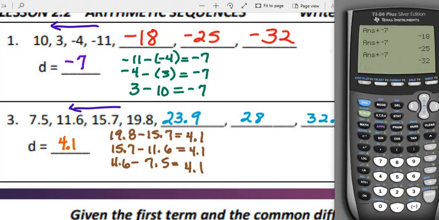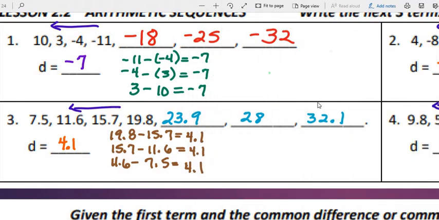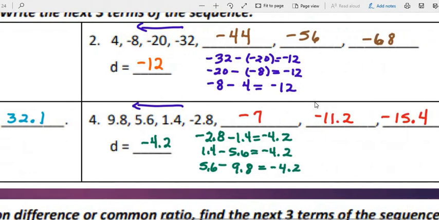Now, when I use my graphing calculator, I can very quickly check to make sure that this is correct. I'm going to enter my first term, which is 7.5, hit enter, and then I'm going to add my common difference of 4.1 to it, and then hit enter, enter, enter, enter. And as you can see, it is matching, and then here are my next three terms: 23.9, 28, and 32.1 is my next term. I'm going to do the same thing with these.